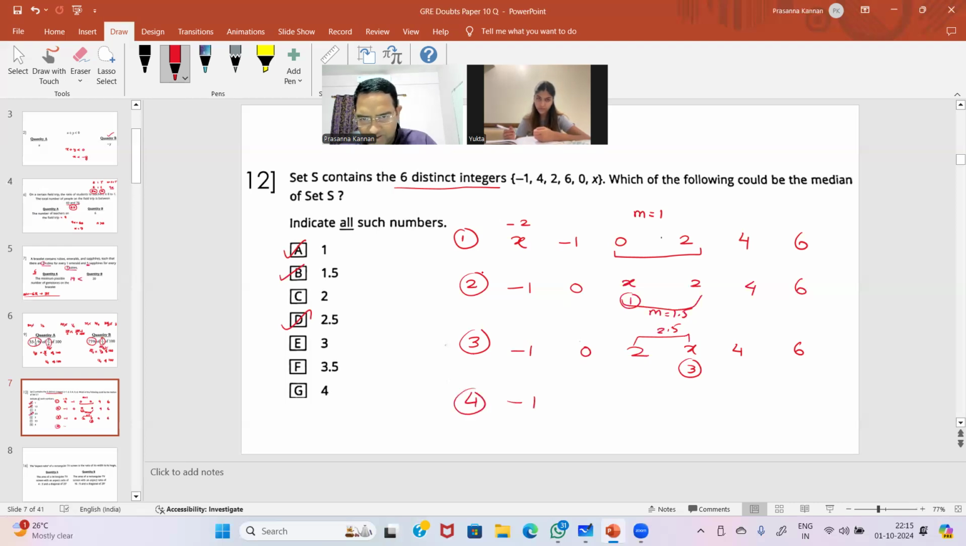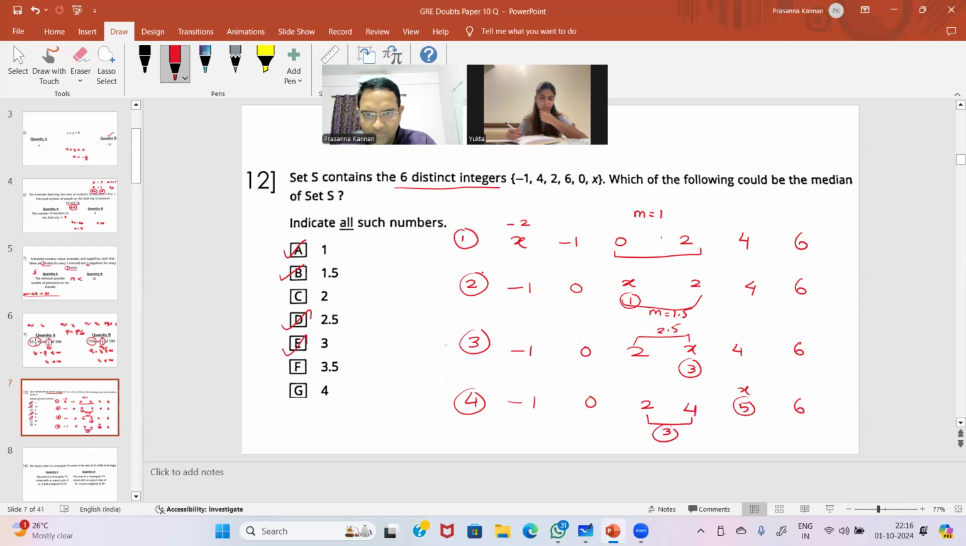Then the next possibility is -1, 0, 2, 4. Then it's between 4 and 6, right? That's 5. So your x is taking a value 5 now. In that case, the average of the middle values will be 3, correct? Right, Yukta?